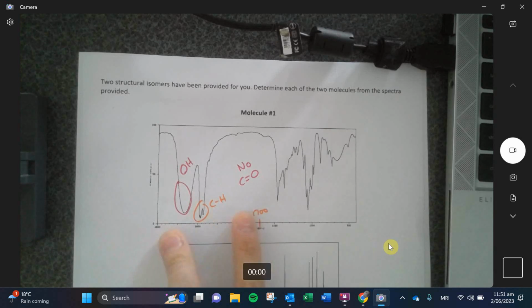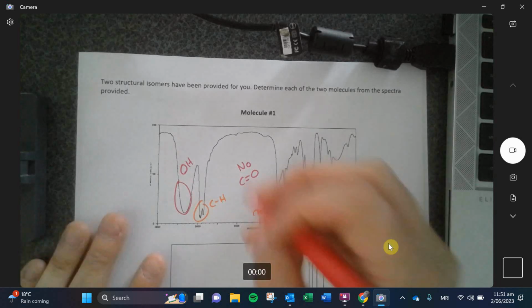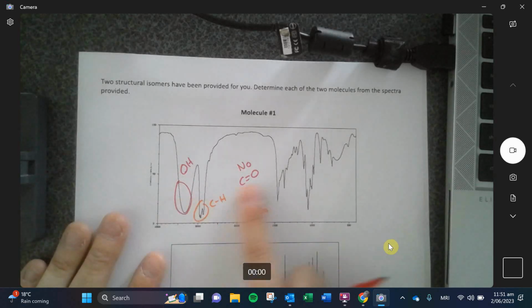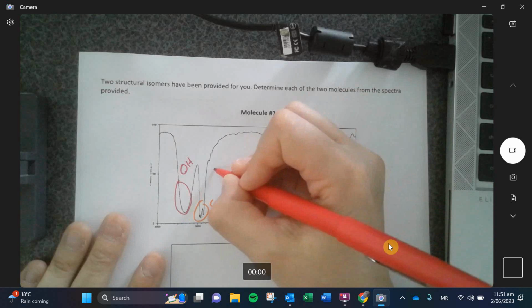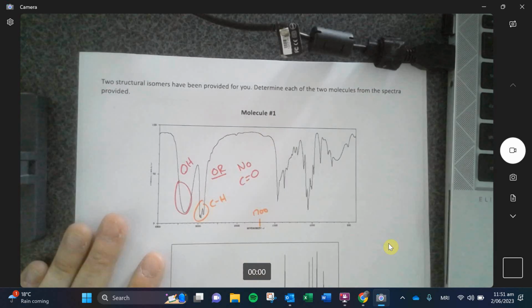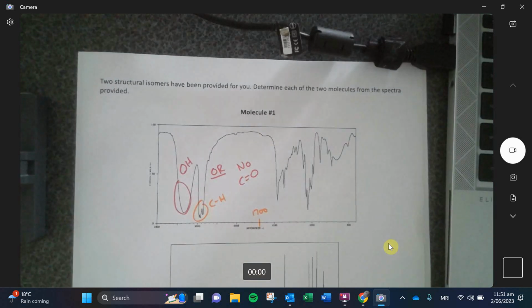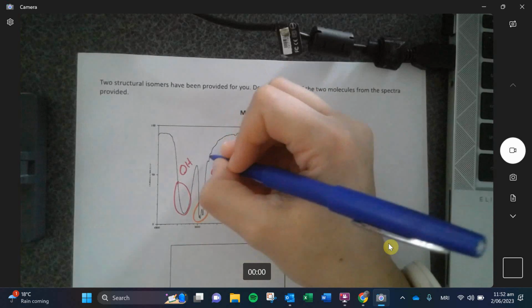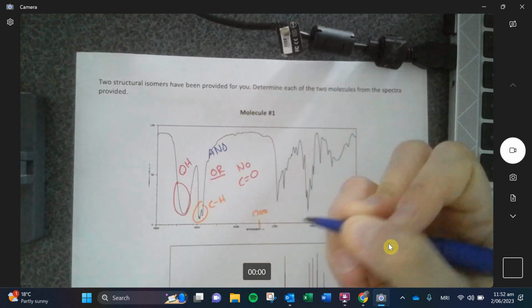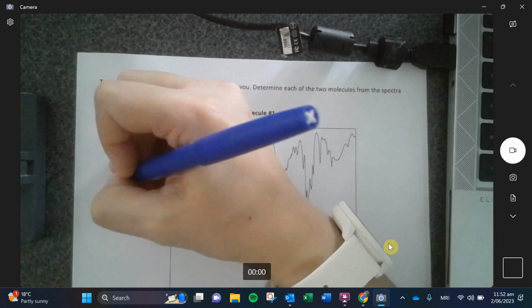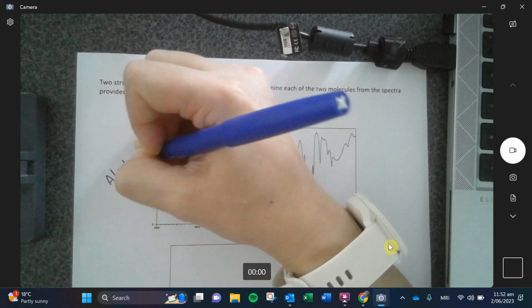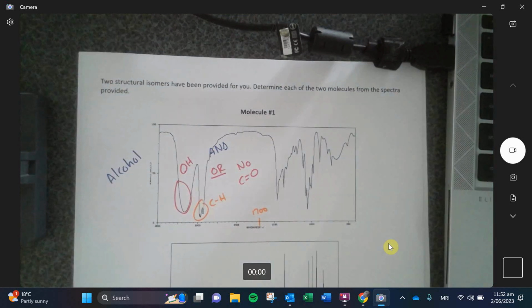So when it comes to the achieved, I only need one thing identified. I don't need all of it. So long as you get the OH or the no carbonyl, I would have given you an achieved for that one. If you got both of them, and you're stating that you now know that this is an alcohol, you're working up towards the merit level. Are we good so far?